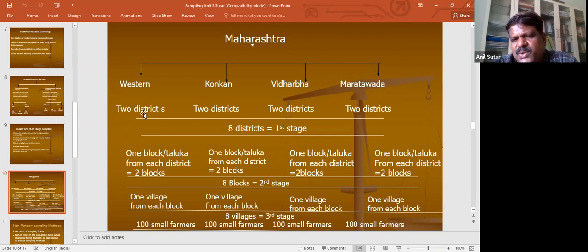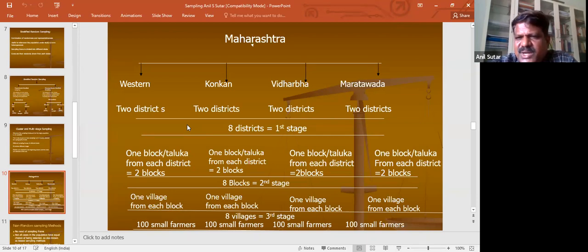Similarly, from Konkan, I will select two districts. From Vidarbha, I will select two districts. From Marathwada, two districts. So my first stage, Nagaraju, you can note down. The first stage of multi-stage sampling, no? What are the multi-stages here? The first stage is, I have selected eight districts. That is the first stage.